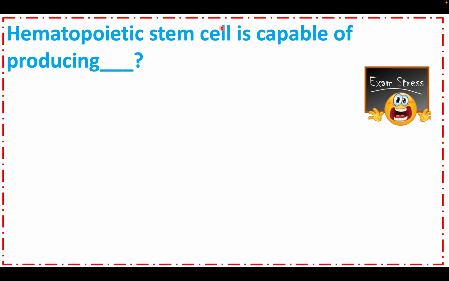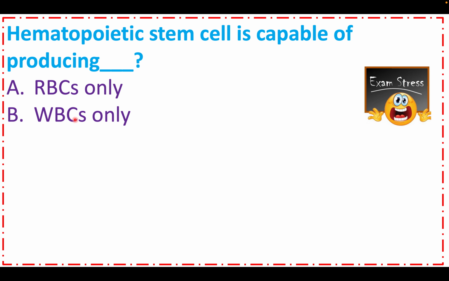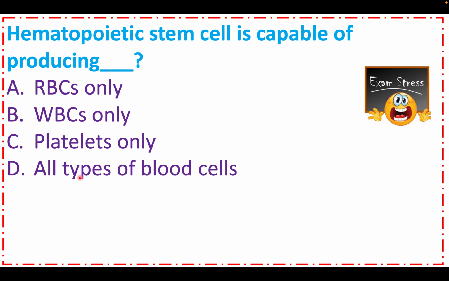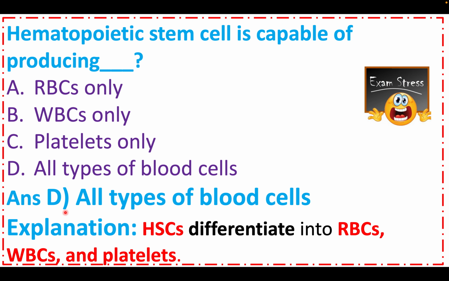The hematopoietic stem cell is capable of producing dash. Option A, RBCs only. Option B, WBCs only. Option C, platelets only. And option D, all types of blood cells. So the correct option is D, all types of blood cells. Explanation: hematopoietic stem cells differentiate into RBCs, red blood cells, WBCs, white blood cells, and platelets.